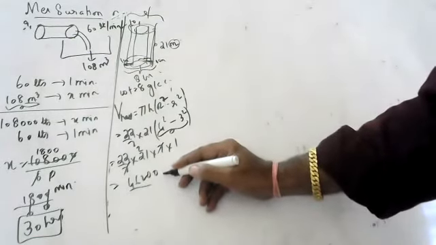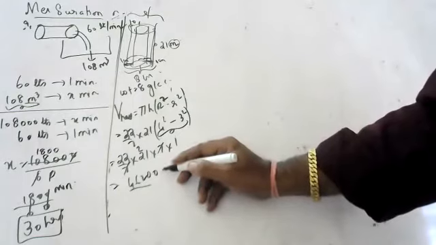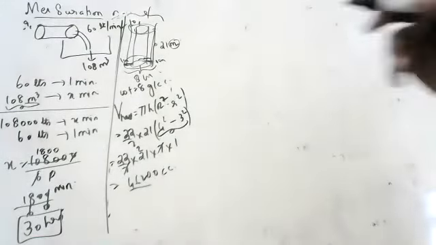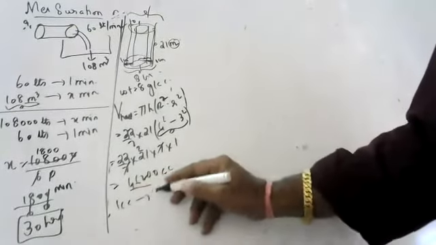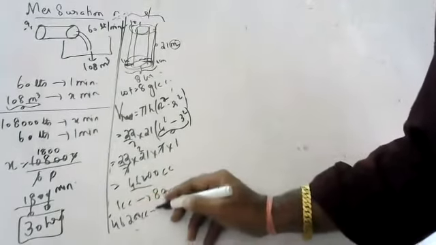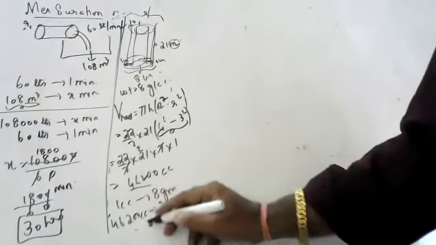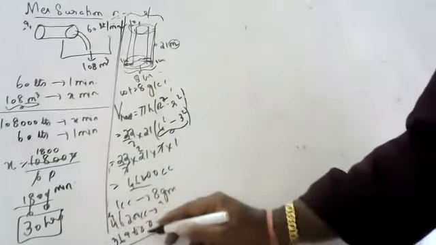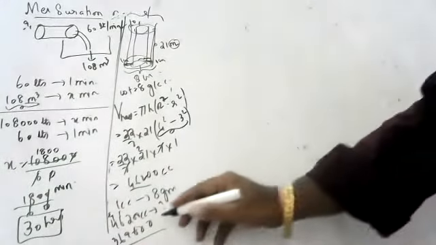1 meter is how many centimeters? 100 centimeters. So 46200 cc is there, and 1 cc is equal to 8 grams. 46200 cc is how many grams? Multiply both. That gives 369,600 grams. This many grams.